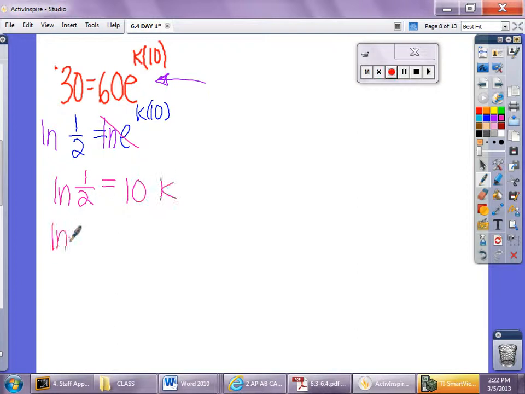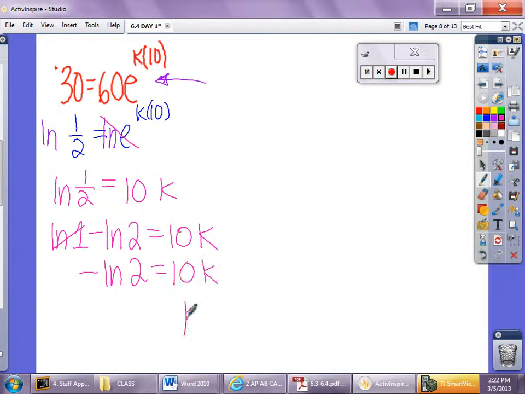Now, if you remember from before, the ln of 1/2 is the same as ln of 1 minus ln of 2. Using the expanding rule, this is 0. I get negative ln of 2 is equal to 10k, and k is equal to negative ln of 2, all divided by 10. I believe that's what they asked for.